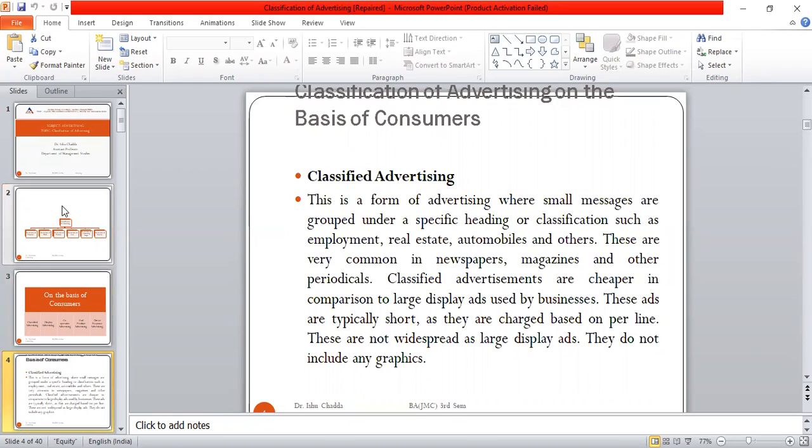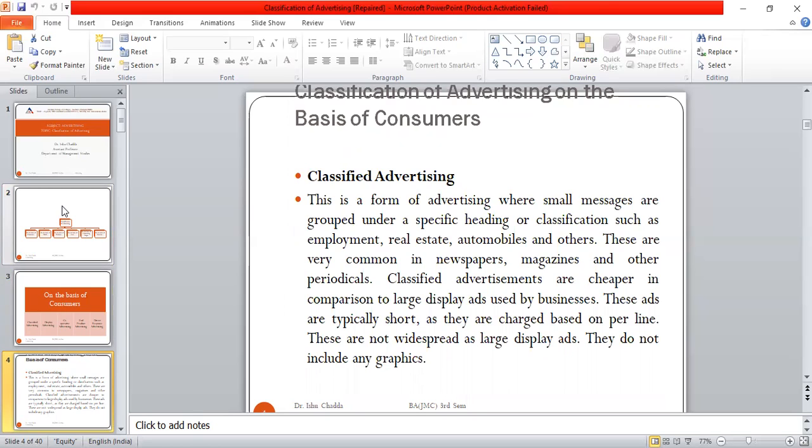This is a form of advertising where small messages are grouped under a specific heading or classification, such as employment, real estate, automobiles, and others. You must have seen the ads in newspapers. There are different columns of classifieds. The whole page is dedicated to the classified page. That is what we are talking about here. These are very common in newspapers, magazines, and other periodicals.